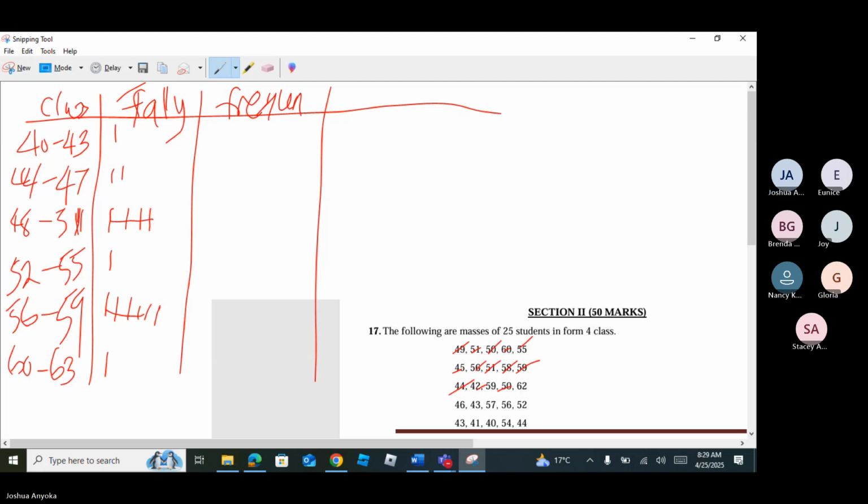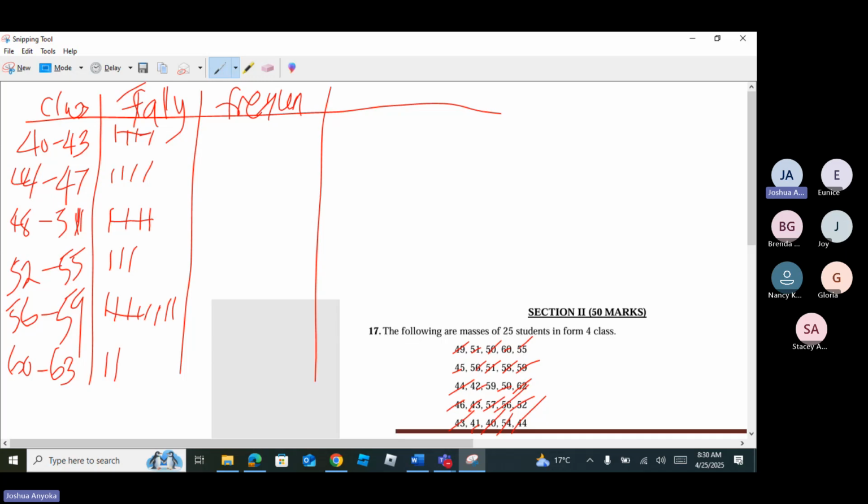50, 62. 46. 43. 57. 56. 52. 43. 41. 40, you cross, 54, 44.